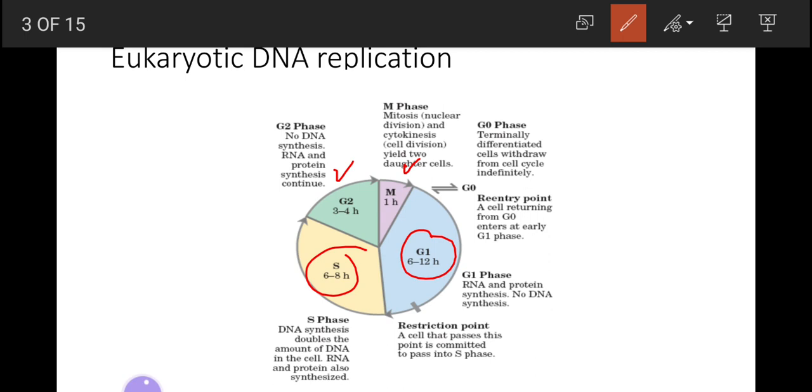In the G1 phase, RNA and proteins are synthesized, but no DNA is synthesized. In S phase, the amount of DNA doubles, and RNA and proteins are also synthesized. In the G2 phase, again no DNA synthesis is present, but RNA and proteins are synthesized. In the M phase, mitosis, nuclear division, and cytokinesis, cell division, yield 2 daughter cells.